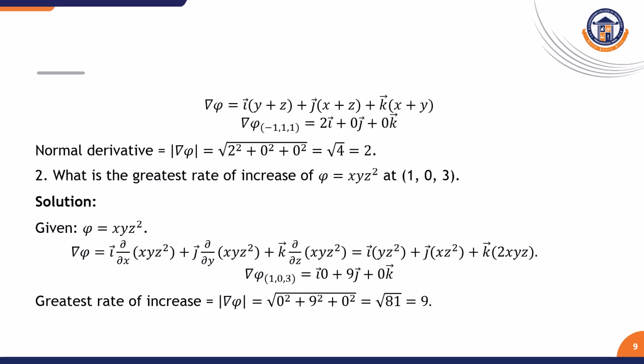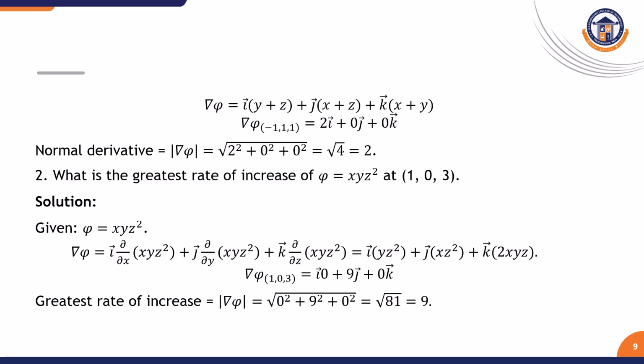The next one is, what is the greatest rate of increase of phi? I think the greatest rate of increase and normal derivative are both the same. Both have the same formulas. So given phi is equal to xyz square, as usual we find grad phi, that is del phi. The answer is i vector yz square plus etc.